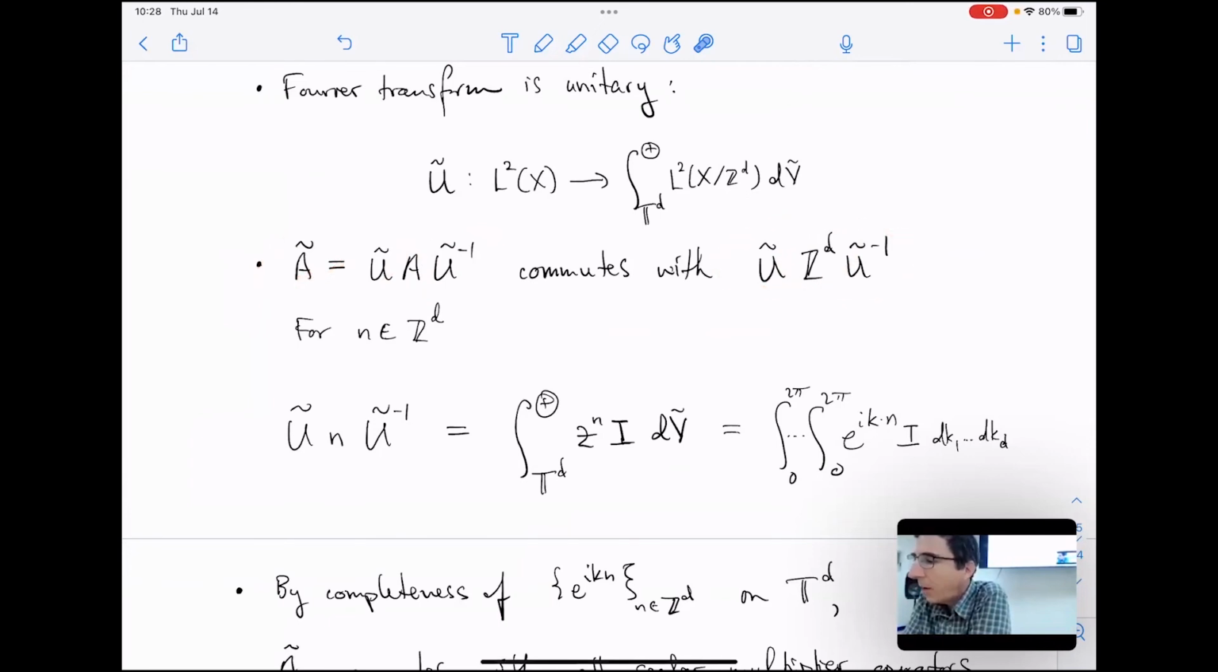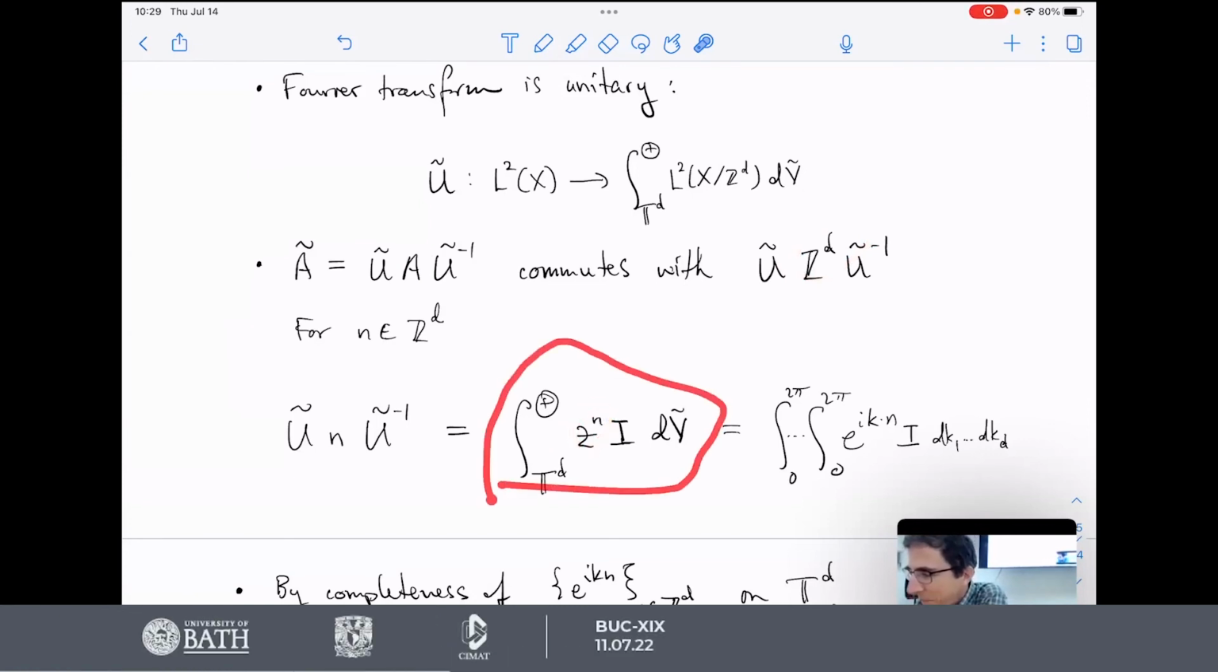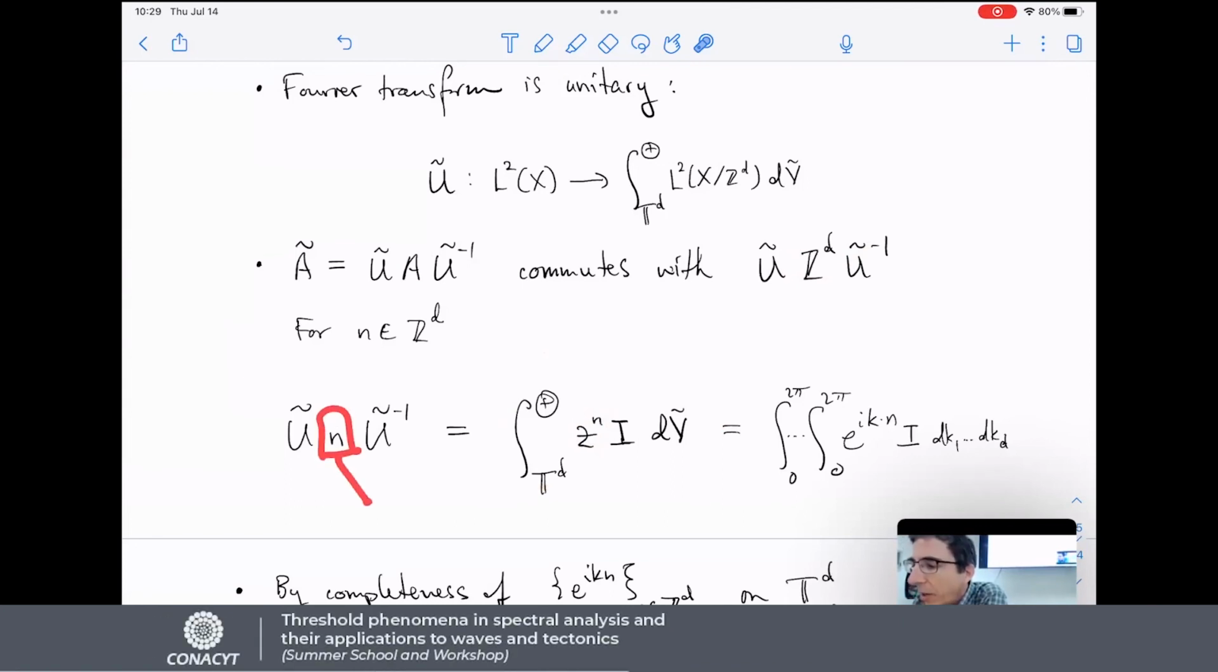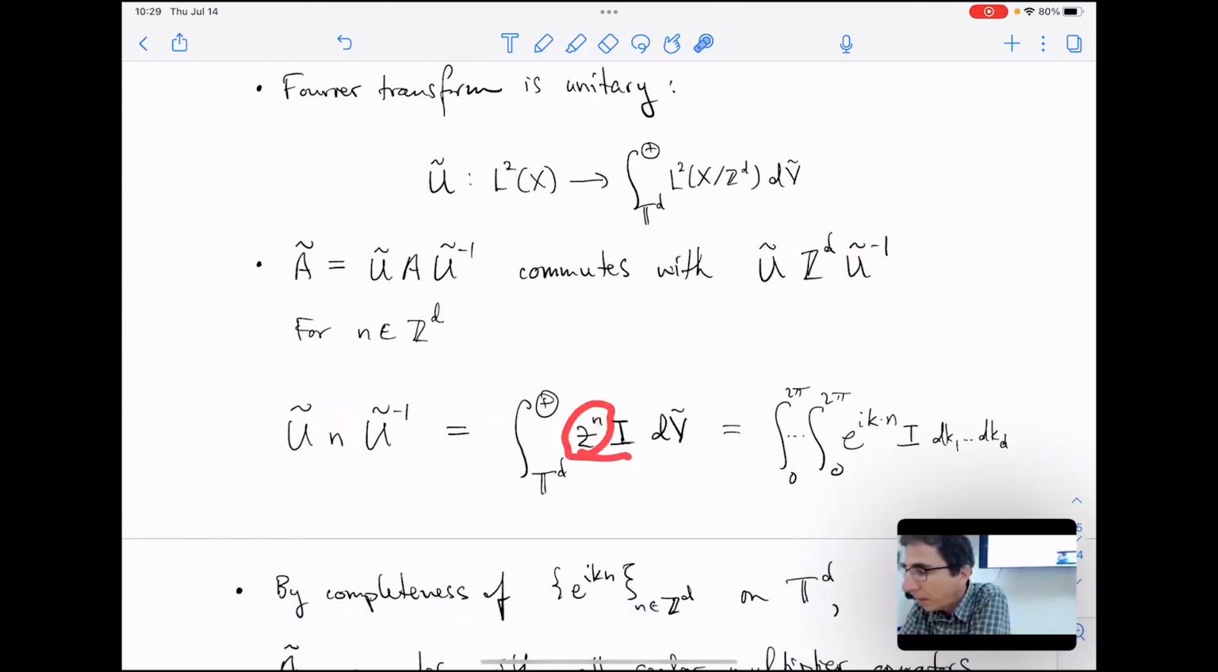But how does Z^d act under the Fourier transform? Just by multiplication by z to the n. You see, these are eigenspaces for the shift. So the shift acts by multiplication by z to the n. If I take a shift by n and I look at how that acts under the Fourier transform, it is just multiplication by z to the n, because the Fourier transform takes you to eigenspaces of the shift, and these are the eigenvalues. And these are just multiplication operators on the fibers, multiplying by constants.